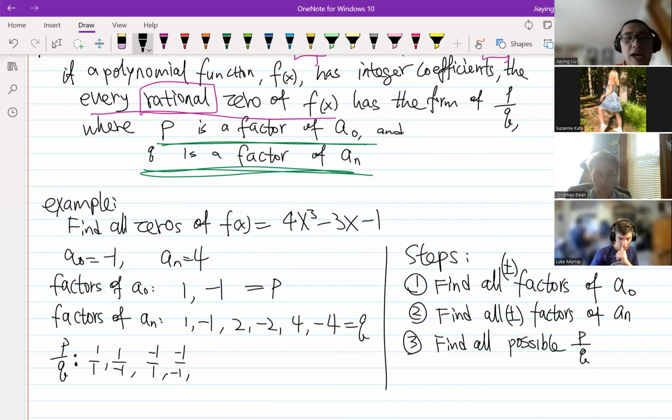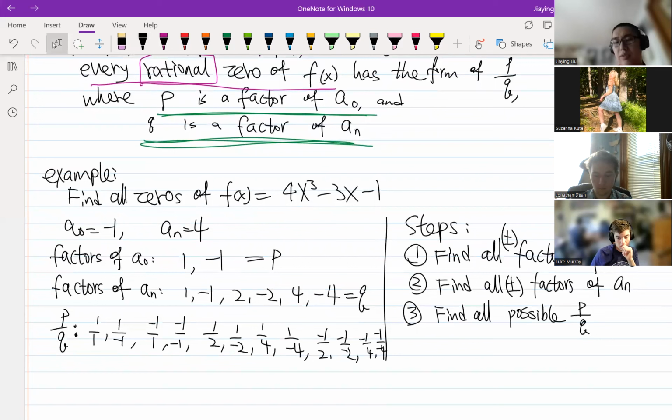We could also have 1 over 2, 1 over -2, 1 over 4, 1 over -4. And then we could also have -1/2, -1/2, -1/4, -1/4. So it looks like we got a lot of possibilities.